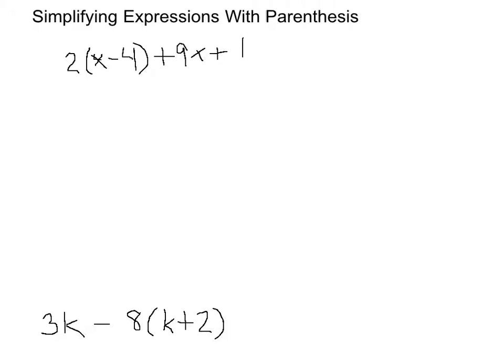Sometimes we have an expression that has parentheses. I've got 2 times x minus 4 plus 9x plus 1. Okay? Well, first of all, what I need to do is use the distributive property. Again, that's where I pass a number through the parentheses. So we're going to take the 2 and distribute it through here and here. Let's see what we get. 2 times x gives me 2x. 2 times negative 4 gives me negative 8.